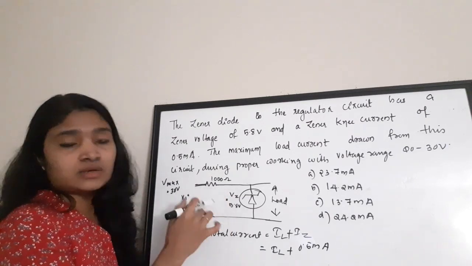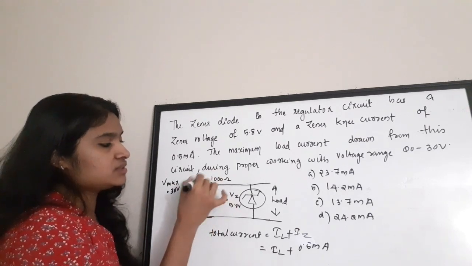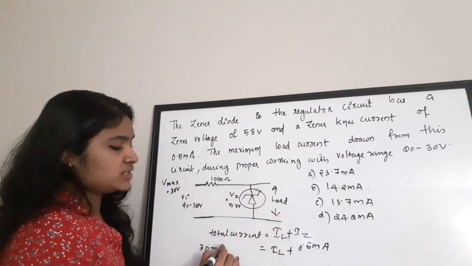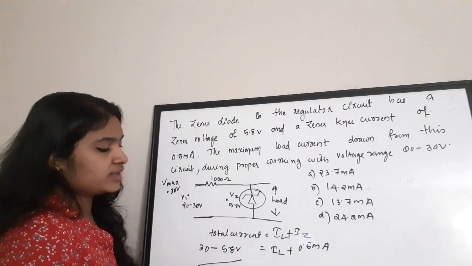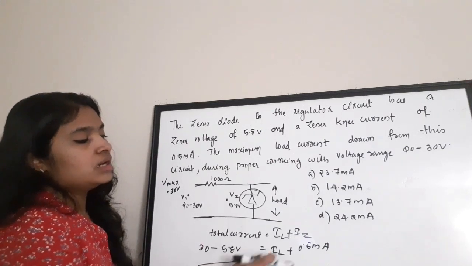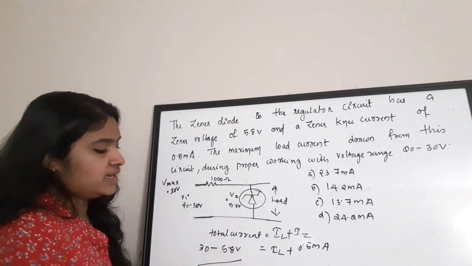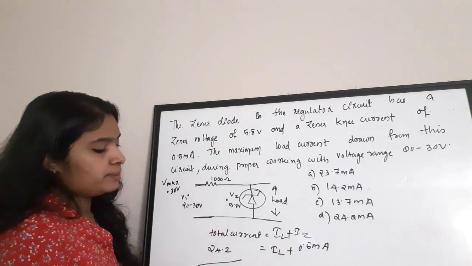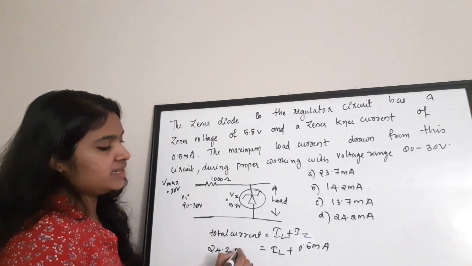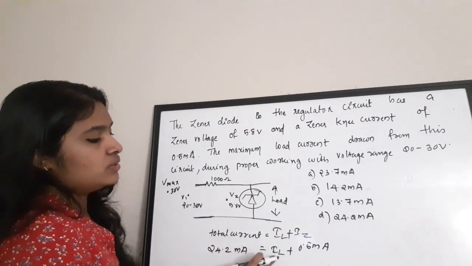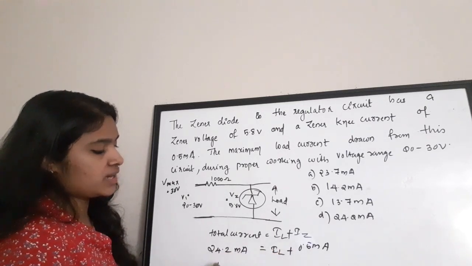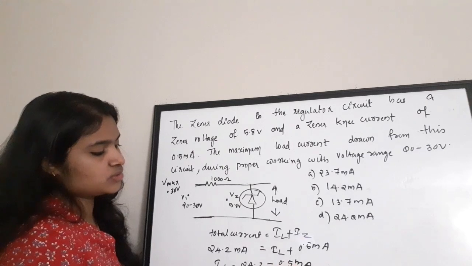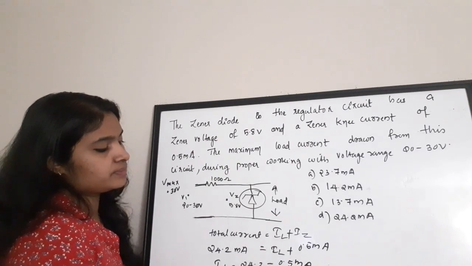So what will be that? The voltage difference divided by 1000. The total voltage across the 1000 ohm or the 1K is 30 minus the voltage across the Zener diode, that is 5.8 volt, divided by 1K. It will be equal to 30 minus 5.8, which is 24.2. So 24.2 by 1K, that is 24.2 milliampere, equals IL plus 0.5. So IL equals 24.2 minus 0.5 milliampere, which is 23.7 milliampere.